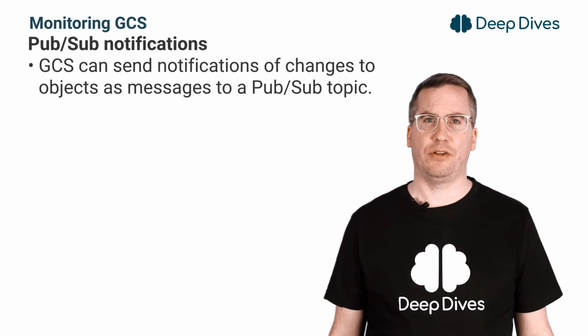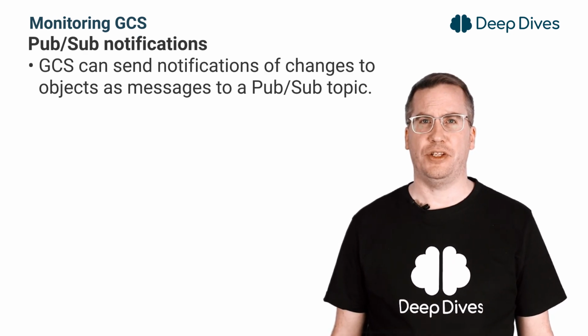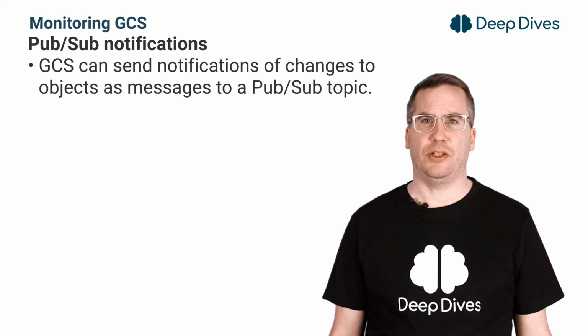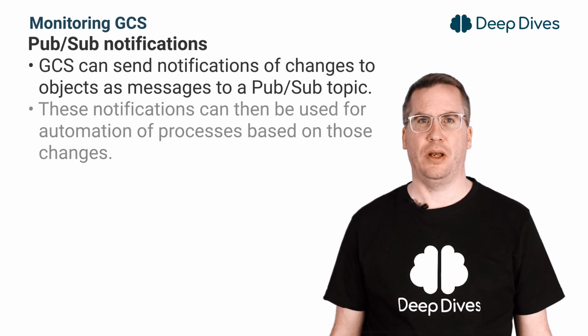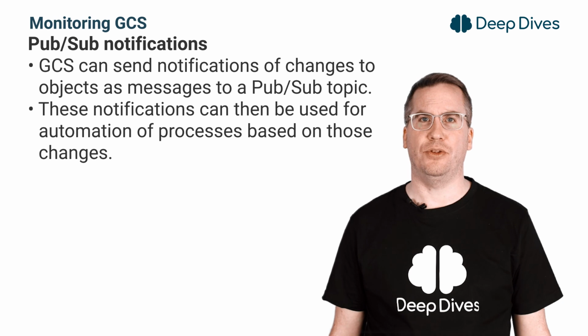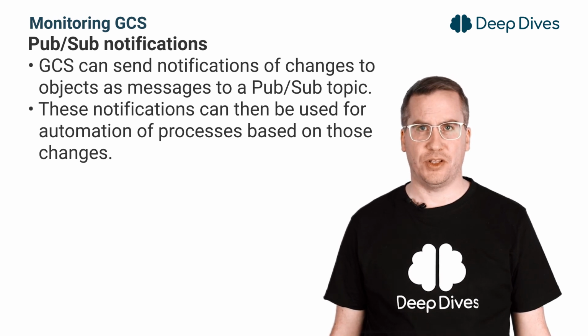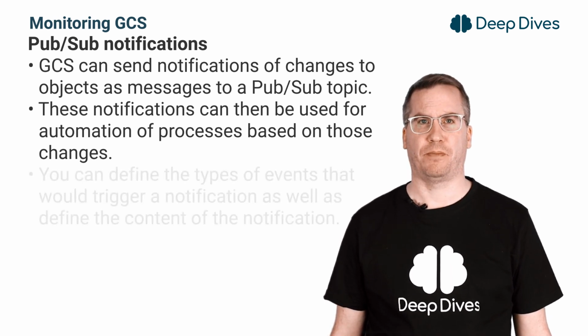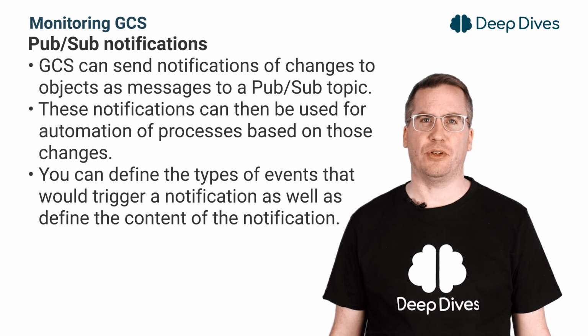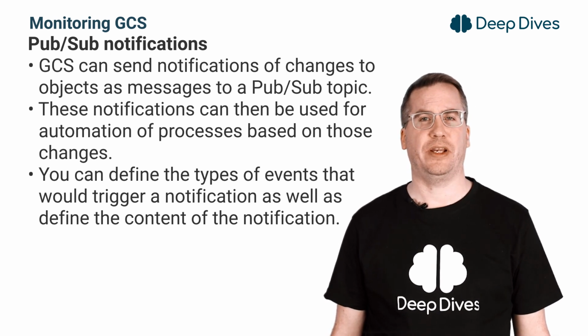Finally, GCS can also send notifications of changes to objects as messages to a pub/sub topic. These notifications can then be used for automation of processes based on those changes. You can define the types of events that would trigger a notification, as well as the content of the notification.